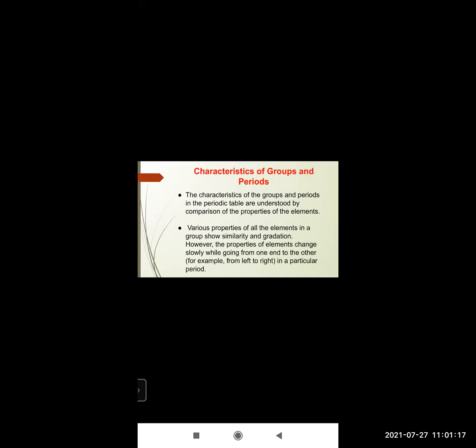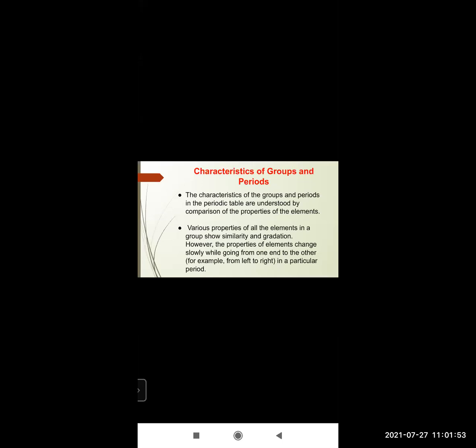Now we'll see some of the characteristics of groups and periods. The characteristics of the groups and periods in the periodic table are understood by comparison of the properties of the elements. Various properties of all the elements in a group show similarity and gradation. However, the properties of elements change slowly while going from one end to the other, particularly from left to right in a period.